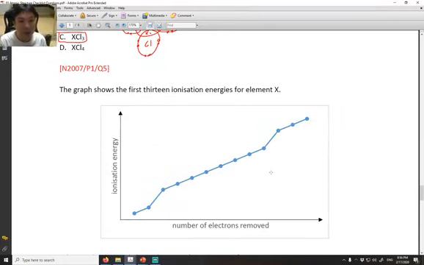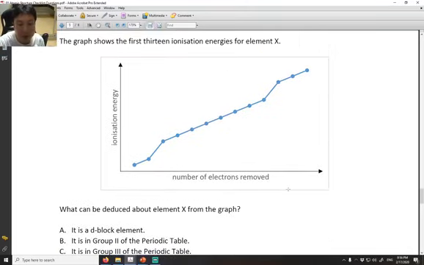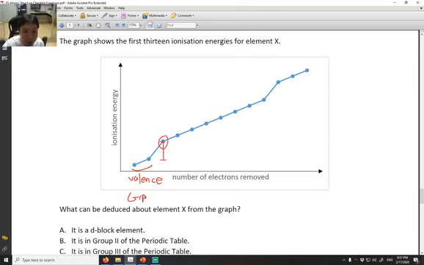2007 question. The graph shows the first 13 ionization energies for element X. So immediately, what can we deduce about X from the graph? Let's ignore all the options first. We see that there's a big jump from the second to the third one, which means that this electron is from the inner principal quantum shell. Since the third electron is from the inner principal quantum shell, these two must be from the valence shell, which must mean that there is exactly 2 electrons in the valence shell, and hence we know that it will be in group 2.